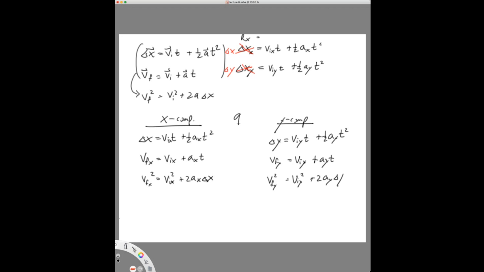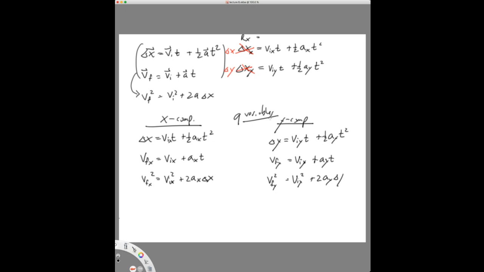So we have delta x and delta y. We have VIX and VIY. We have AX and AY. We have VFX and VFY. So all of our vector variables sort of double because we have x components and y components, but the time does not double. There's not a tx and a ty. So there's four pairs because of the vector components plus time. So there's 9 variables.